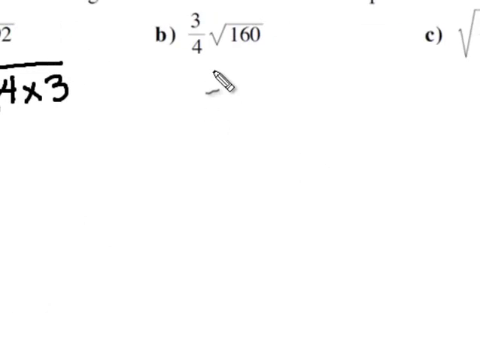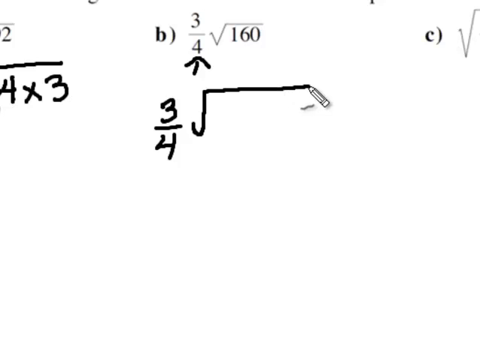In part B, some people will shy away because the coefficient that's there is a fraction. But remember that whether it's a fraction or not isn't going to change the steps that we follow. So 3/4 is on the outside. Underneath, I'm going to change 160 to be 16 times 10.